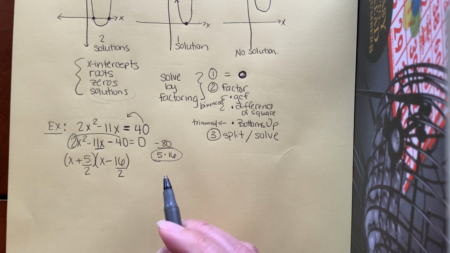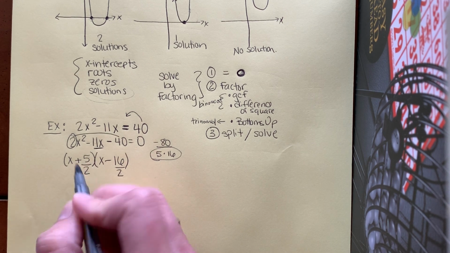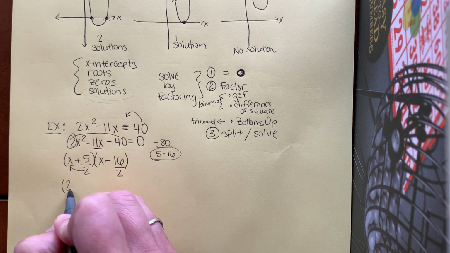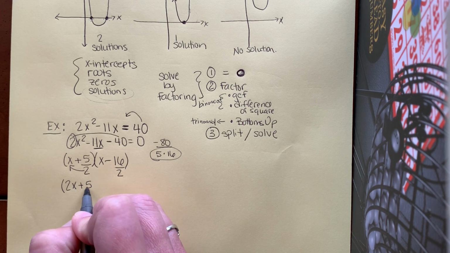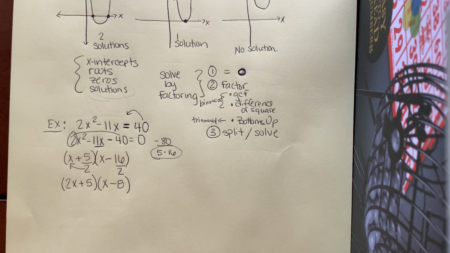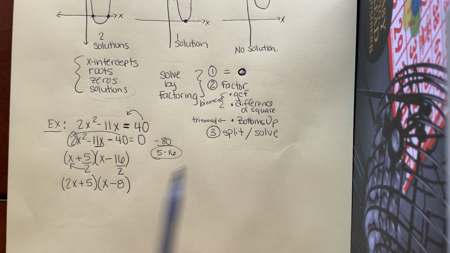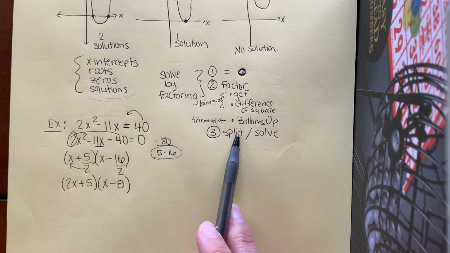Positive 5, negative 16. Divide by that leading coefficient. Reduce if you can. This is not reducible, so I bring my bottom up. Reduces. All right, so I am done factoring. I have set equal to 0. I have factored. Now my last step is to split this and solve it.